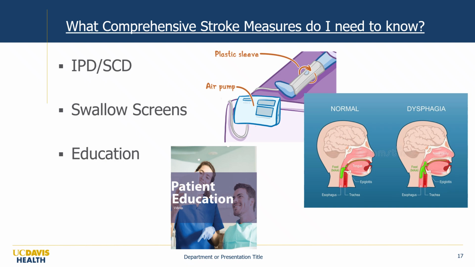What comprehensive stroke measures should you know about as a bedside nurse? Understanding these measures and why they're important will help you prevent complications for your patient and help you to provide the best standard of care. There are 3 main components for Joint Commission that are important to you as the bedside nurse. These include intermittent pneumatic devices, IPDs, also known as sequential compressive devices or SCDs, swallow screens, and patient and family education.